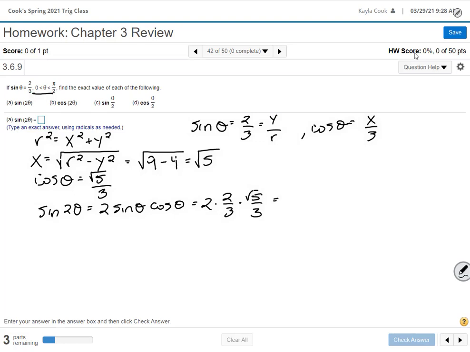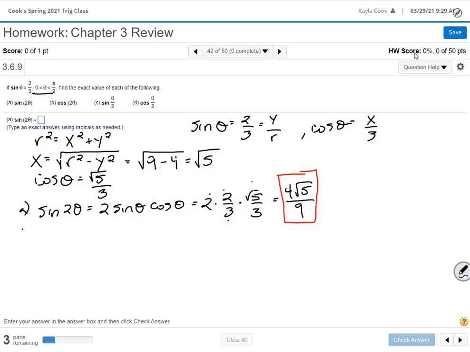2 times 2 is 4, and then I'm going to leave the factor of root 5 there, so 4 square root of 5. So 2 times 2 times the square root of 5, and then 3 times 3 in the denominator gives me 9. Okay, so that's the first answer.